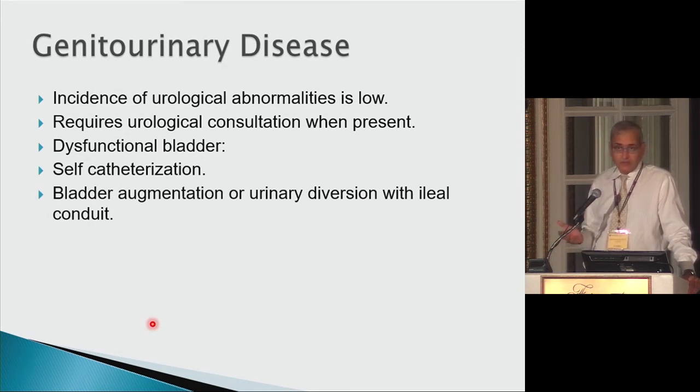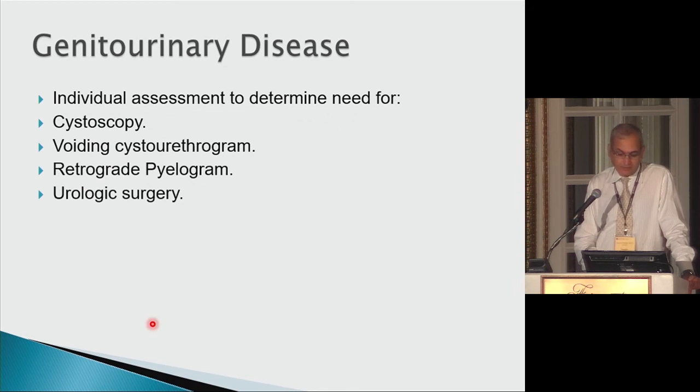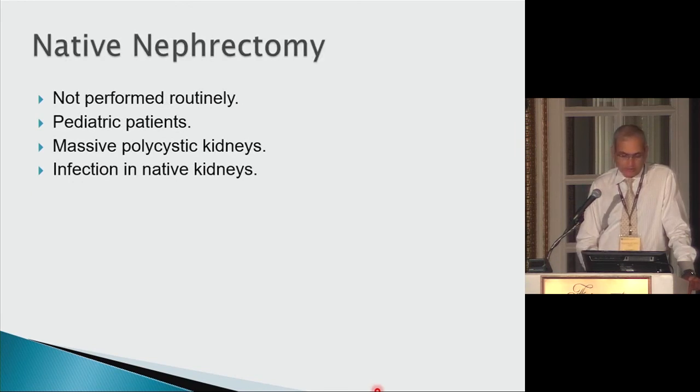If they have a dysfunctional autonomic bladder, they may need self-catheterization. That comes with the increased risk of infection, so you have to inform them about that. If they have a really small bladder, then they might need bladder augmentation or urinary diversion. And thankfully, those are rare occurrences, but when they happen, it's complicated, and it just makes life very difficult for these patients. So they need individual assessment, cystoscopy, voiding cystogram, retrograde pyelogram, and urological surgery.